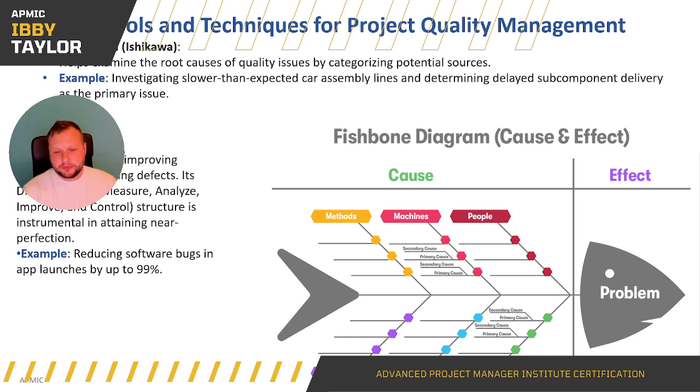So tools and techniques for quality management. I do like these ones. So you've got the fishbone diagram, which is a really good one. It helps you get to the bottom of a root cause, because sometimes it can be difficult to know exactly where your problems stem from. So you can see in the bottom right there is a fishbone. The head of the fish is the problem.